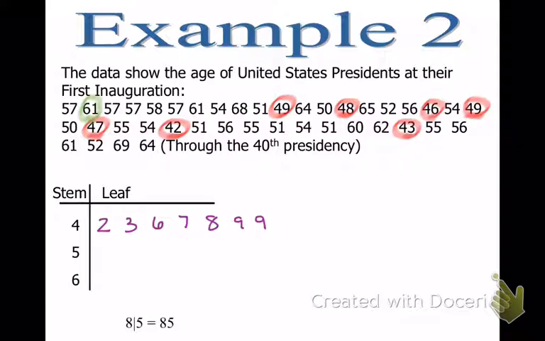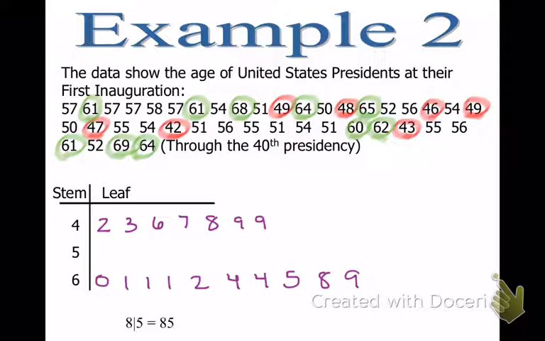So we have a 61, we have a 61 here, 68, 64, 65, 60, 62, 61, 69, and 64. So that's it for those. All right, so we're going to put those in order. We have 60. We have 61 3 times. We have 62 once. We have 64 twice. We have 65, 68, and 69. So that's our data for the 60s.